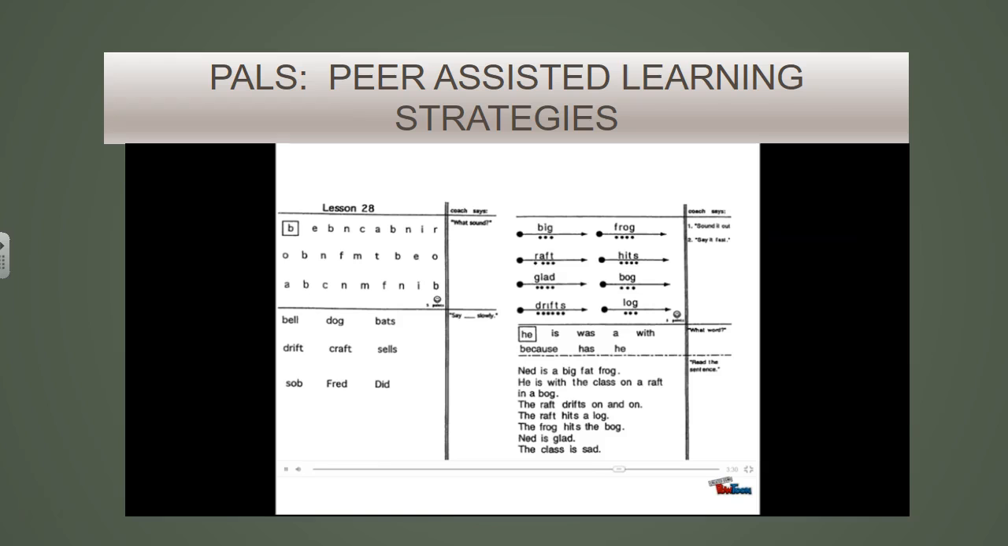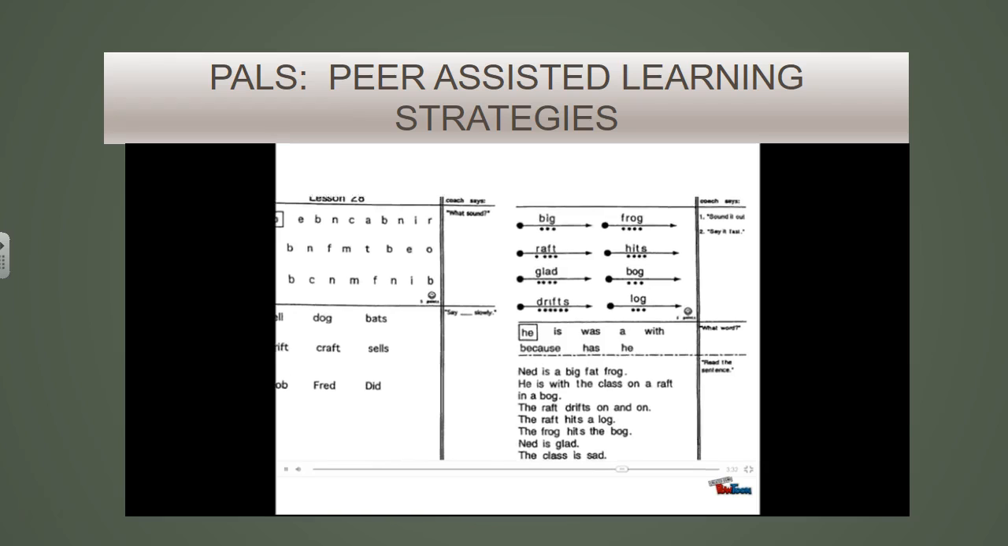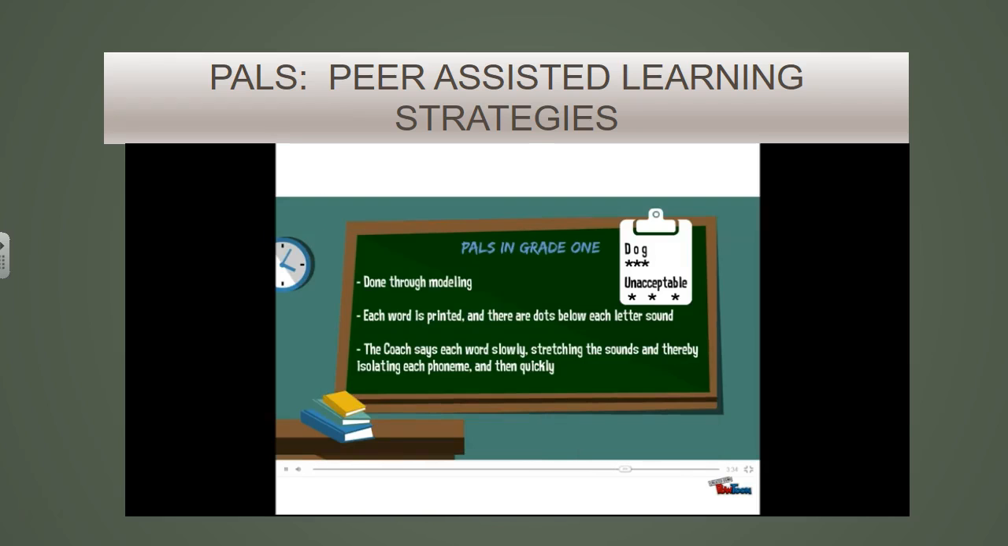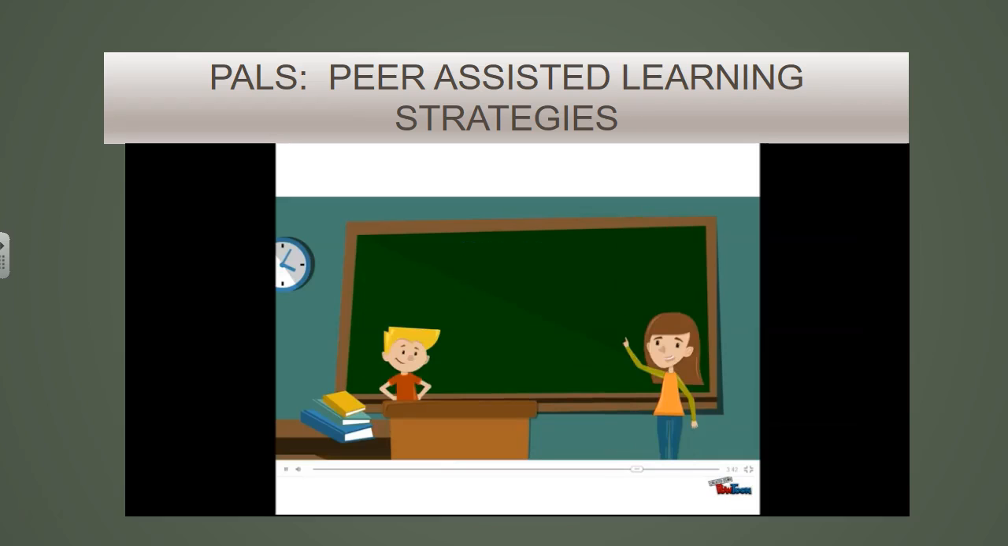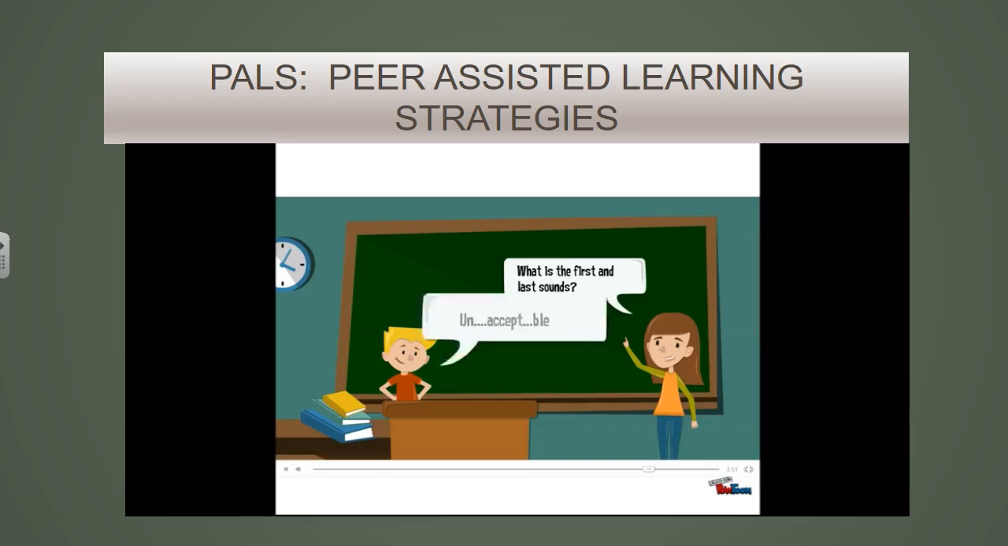This is done through modeling. Each word is printed, and there are dots below each letter sound or syllable. The coach says each word slowly, stretching the sound, and thereby isolating each phoneme, and then quickly. After this is done, he or she asks, what is the first and last sound? It is the reader's job to say each sound within the word as identified by the dots.